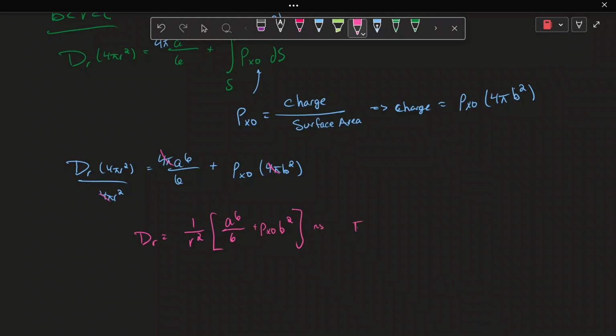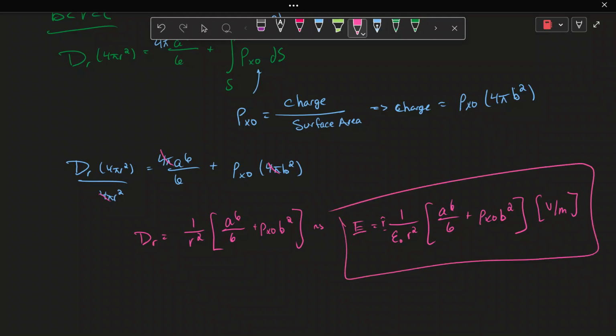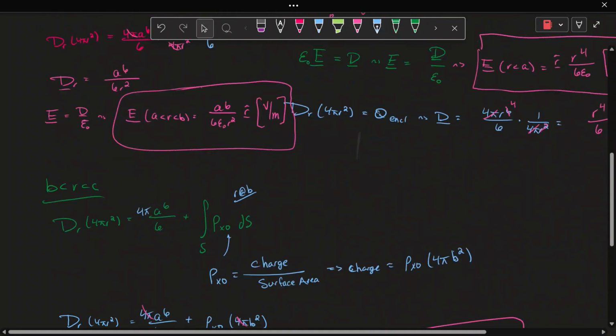Now, when we change it into the electric field vector, you remember you divide by epsilon naught, we can now put that on the outside. 1 over epsilon naught r squared times a to the sixth over 6 plus rho x0 b squared. And that is our answer. Again, don't forget it's projecting radially. Don't forget that unit vector. B to C, perfect. We've done B to C now.